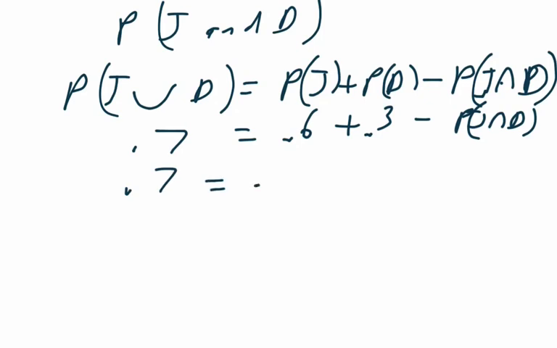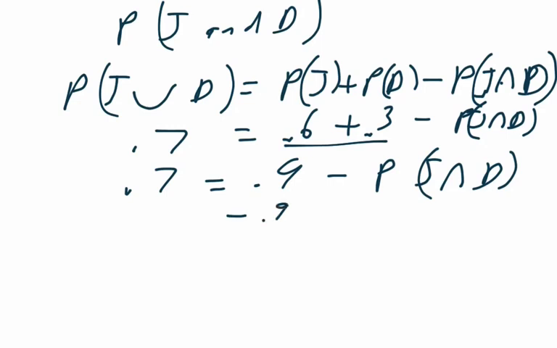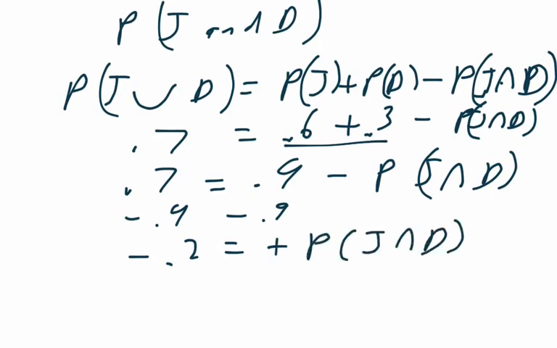So 0.7 equals 0.9 plus, when we put these together, minus the probability of J intersect D, minus the 0.9 on both sides. Negative 0.2 equals negative probability of J and D. Two negatives become a positive, and there's our answer. 0.2.